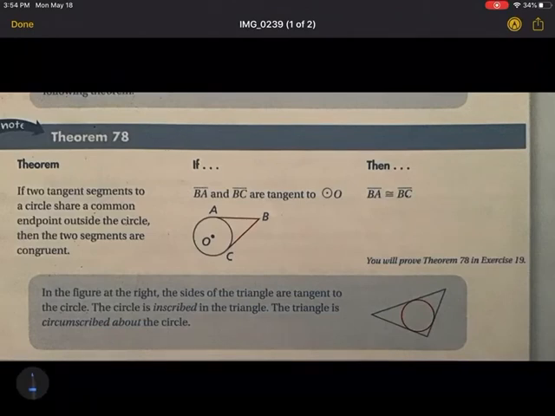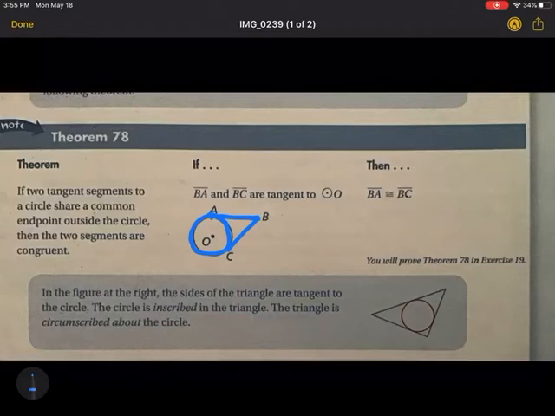So the idea is if you have a circle like this, and if that circle has any tangent coming from outside. Like what I see in this shape, there are two different tangents coming from one common point. So if two tangents come from the same point, what's true about those two tangent lines? Those two tangent segments are always going to be congruent.